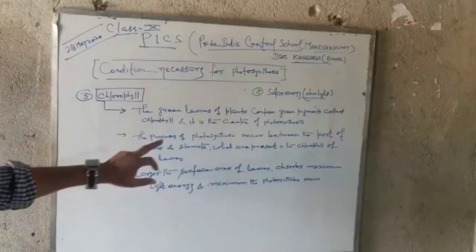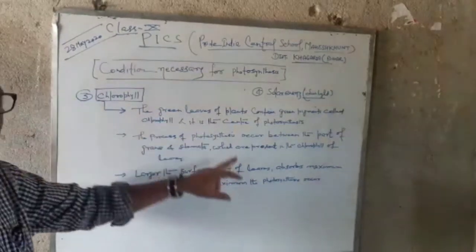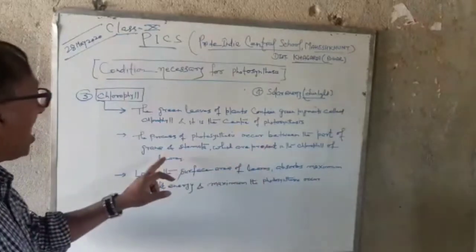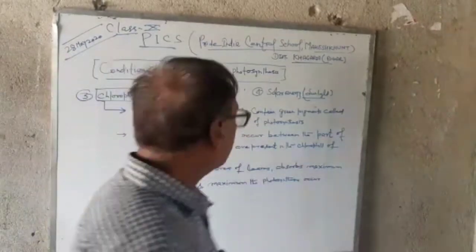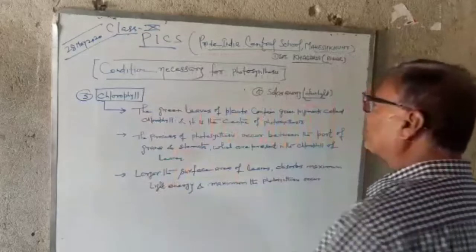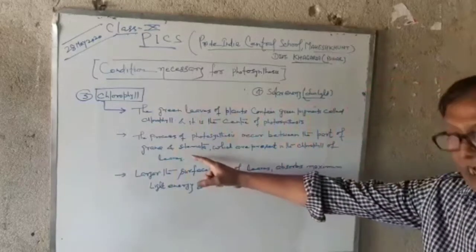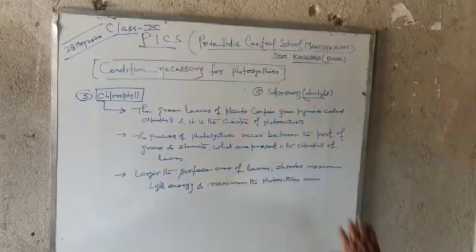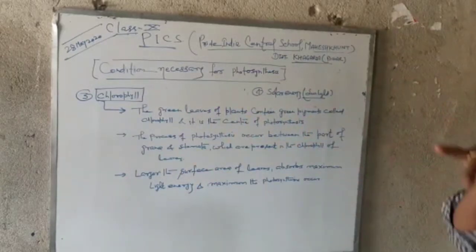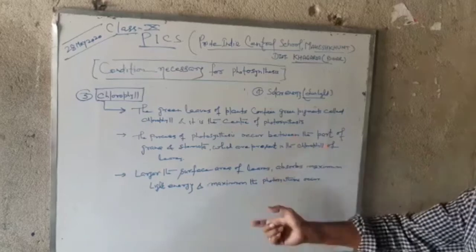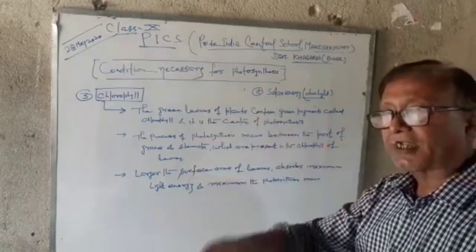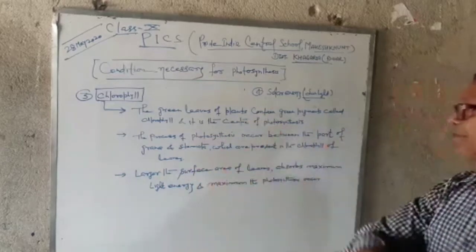The process of photosynthesis occurs in the grana and the stomata, which are present in the chlorophyll of the leaves. So the grana and the stomata are both available in the leaves.